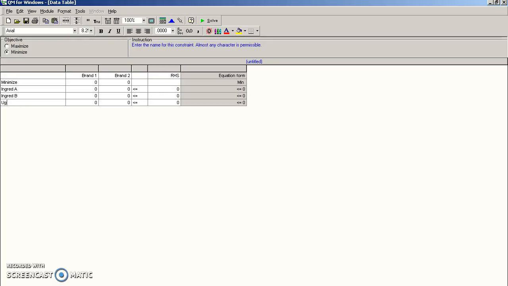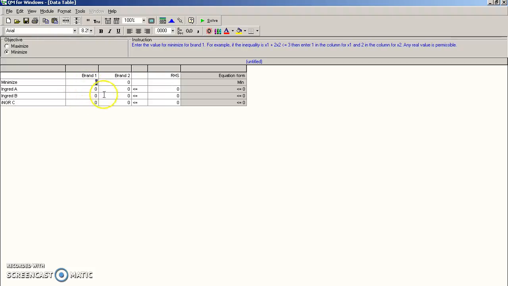That's no good. Oh my goodness, this is terrible. Ingredient C, who cares?